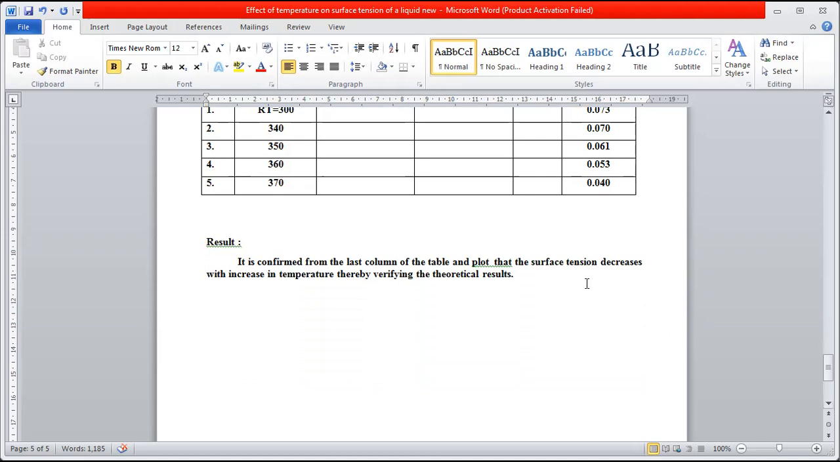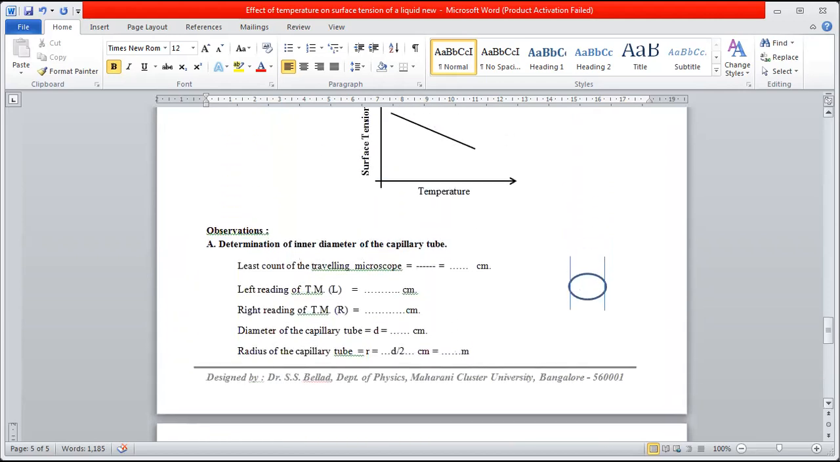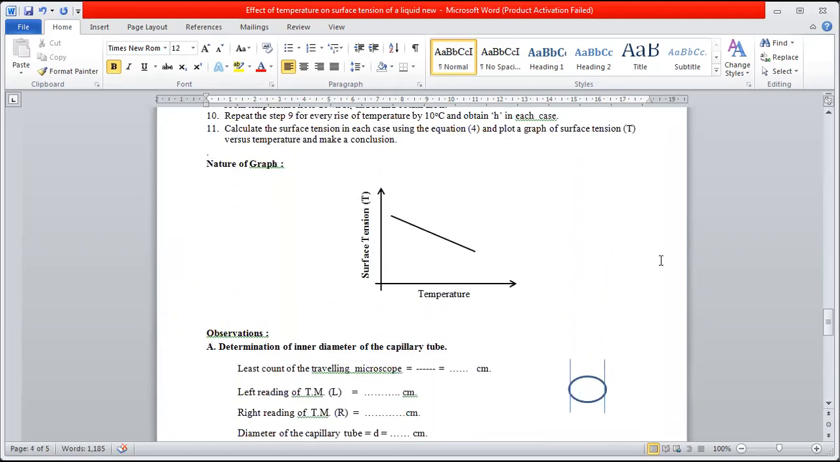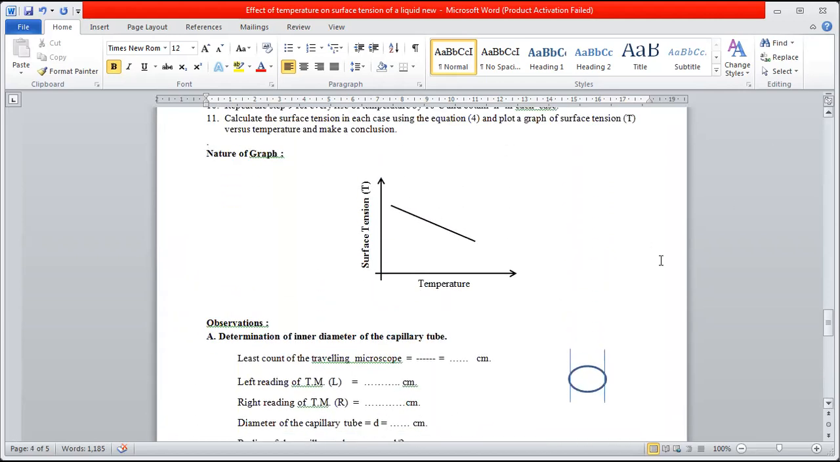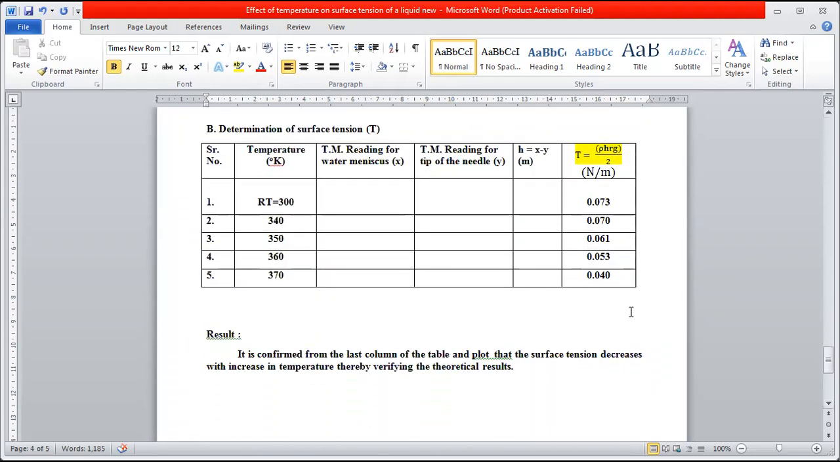And the result of this experiment is confirmed from the last column of the table and the plot. That plot means this graph of surface tension versus temperature. From these two, it is clear that the surface tension decreases as the temperature increases, and hence the result.